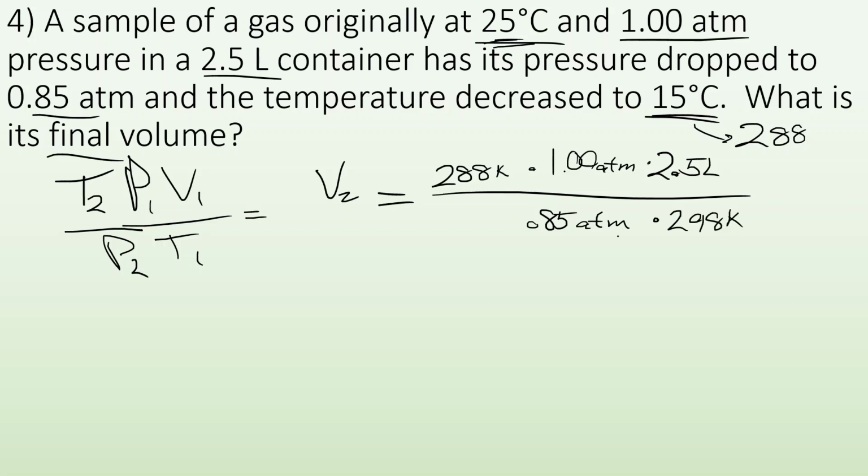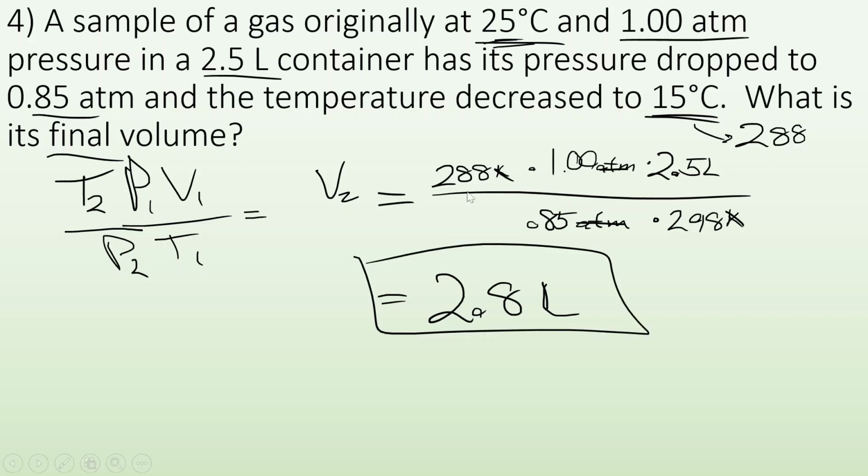Now let me check my units, make sure I've got this set up right. Kelvin cancels out Kelvin, atmospheres cancels out atmospheres. I'm left with liters, which is my volume, so that's great. When I plug and chug, I get 2.8 liters as my final answer.